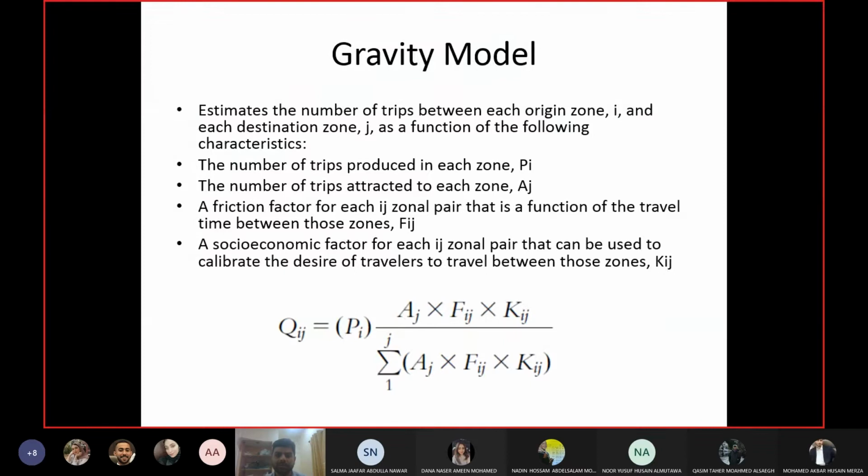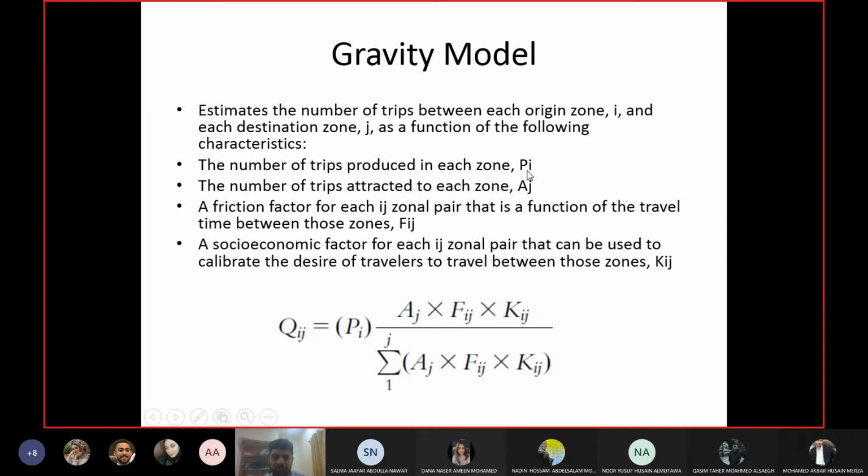So you have trips coming out of an origin zone. The zone from where the trips are coming out, we will call it the origin zone, and we will denote it with the letter I. Zone I is the origin zone from where the trips are coming. Then we have the destination zone, which will be represented with letter J. So J is the destination zone where the trips are going. Trips are produced by zone I and they are attracted towards zone J.